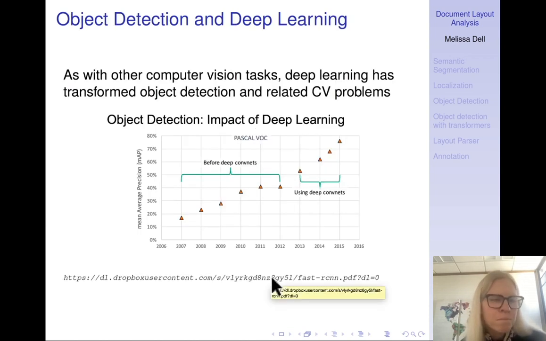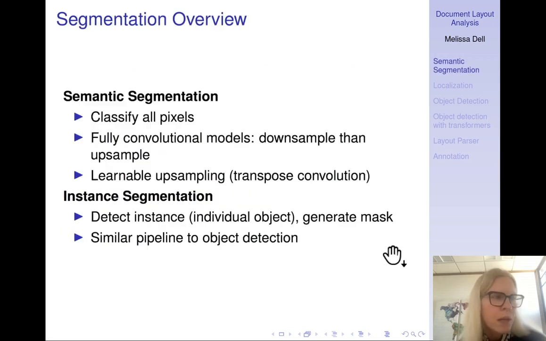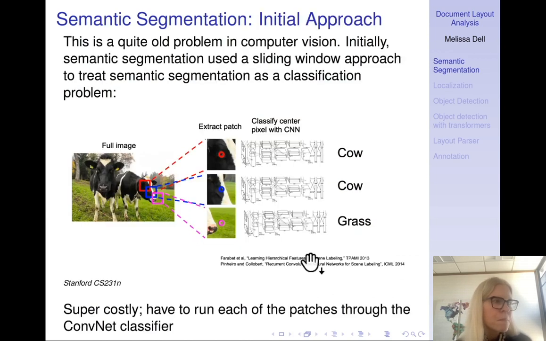Okay, so semantic segmentation. Our goal with segmentation is to classify all pixels that appear in an image. And we typically use fully convolutional models to do this, where we downsample and then upsample. And the upsampling is learnable. And so this differs from instance segmentation, where we're detecting individual objects and generating a mask for them. And instance segmentation is going to have a pipeline that's very similar to object detection.